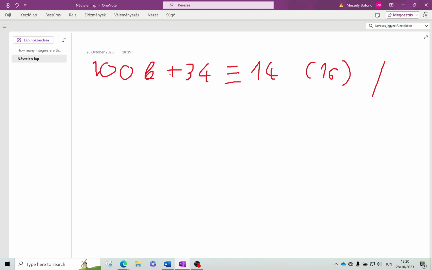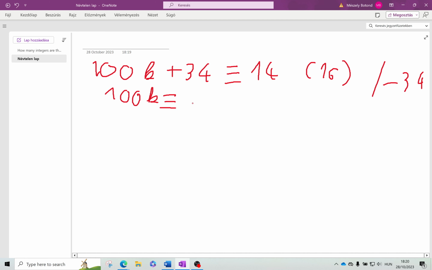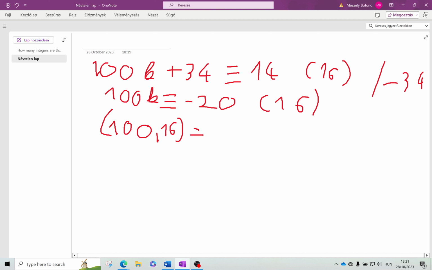Right now we only need to subtract 34 from both sides of the equation, and we get 100k congruent to minus 20 modulo 16. First, we need to check if this is solvable. To do that, we need to check the greatest common divisor of 100 and 16, which is 4.